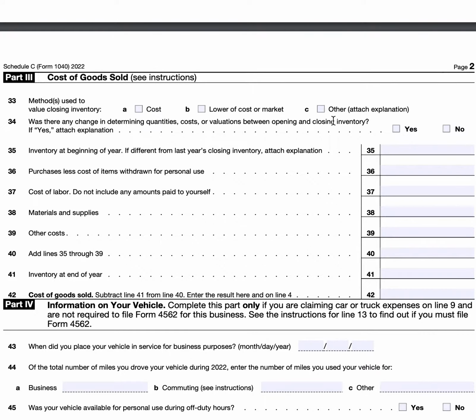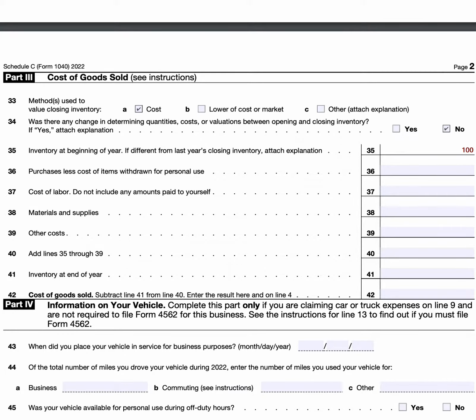You can use another method that was approved by the IRS, but let's just say that we are valuing our inventory at cost. And then you would indicate whether or not there was a change in this accounting method between opening and closing inventory. In this case, no. And now we're just going to take a rough calculation of the inventory at the beginning of the year, basically adding in purchases, the cost of labor, materials and supplies, and then we're going to take a calculation of the inventory at the end of the year, and we'll net the difference.